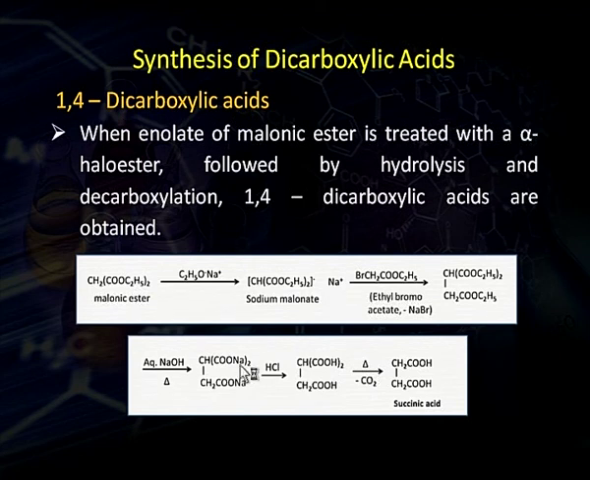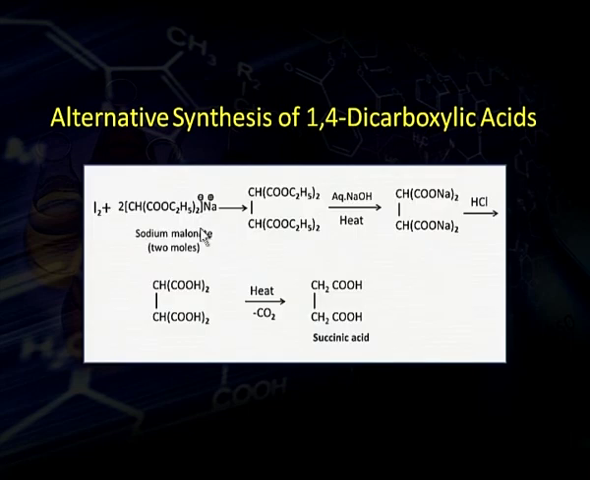this dicarboxylate and again here sodium salt of carboxylic acid, and upon acidification it produces triacid, and this triacid upon heating loses 1 molecule of carbon dioxide and is converted into succinic acid, or this is also known as 1,4-dicarboxylic acid. Alternatively, 1,4-dicarboxylic acid can also be prepared when sodium malonate is treated with iodine.